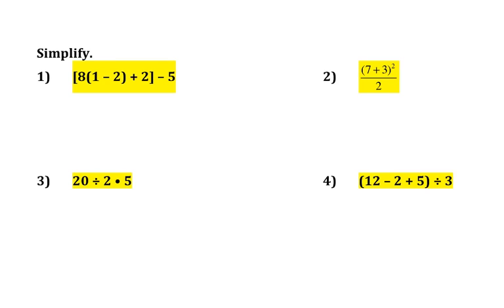Okay, so number 1, I see grouping symbols. I see brackets, and I also see parentheses. So what do I do? I actually am going to work from the inside out. That's how you do it if you have more than one set of grouping.